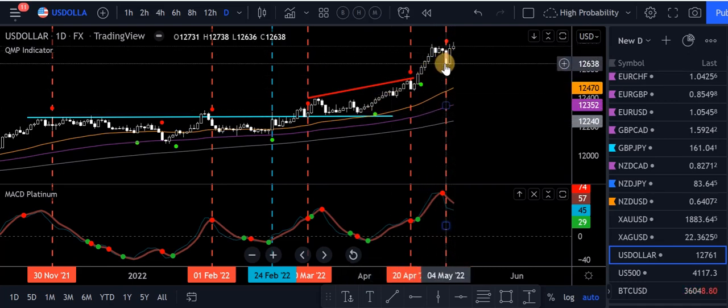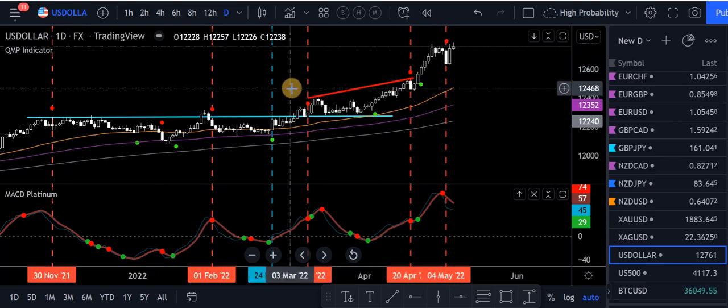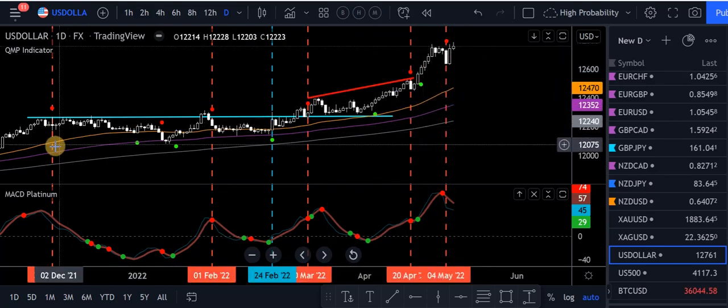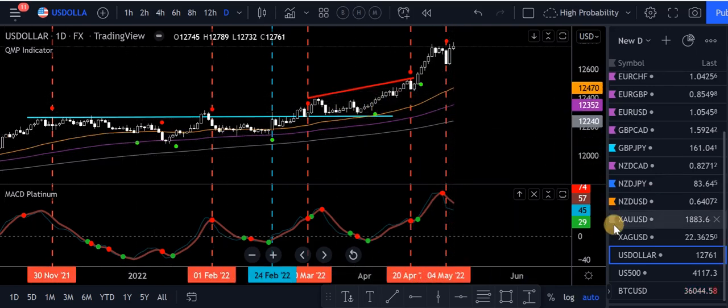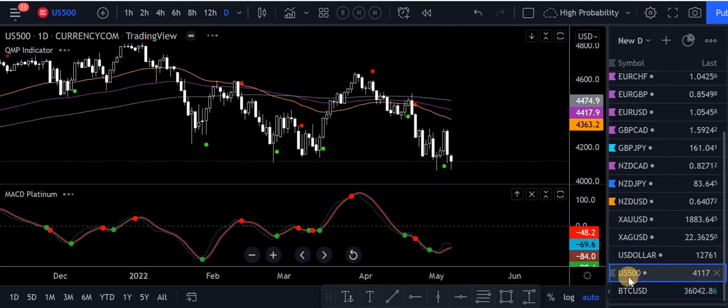So the last signal was a sell. I just marked the chart up with the valid signals just to see how the system works. The US dollar's been bullish for a long time. Have a look at that. It's just going up.